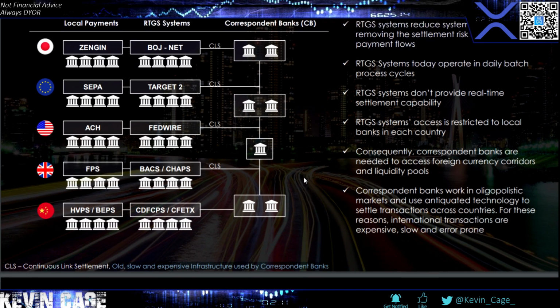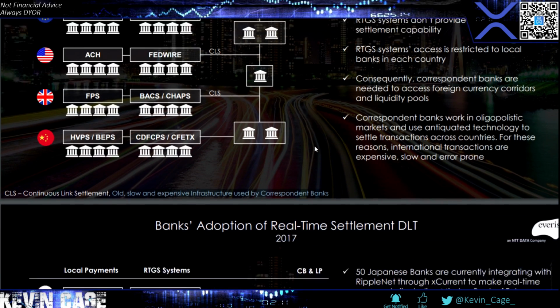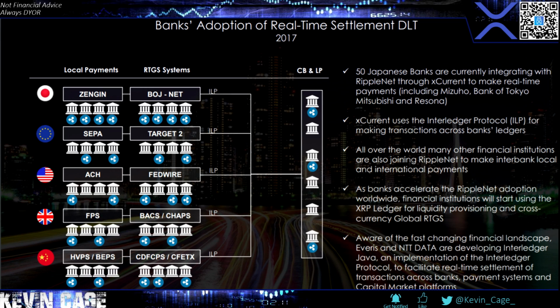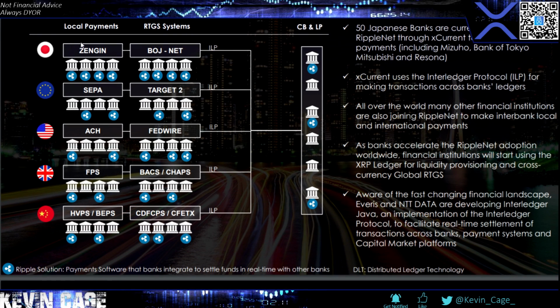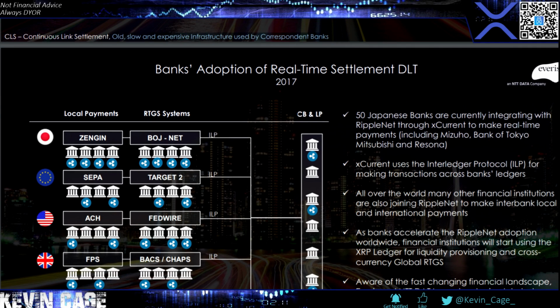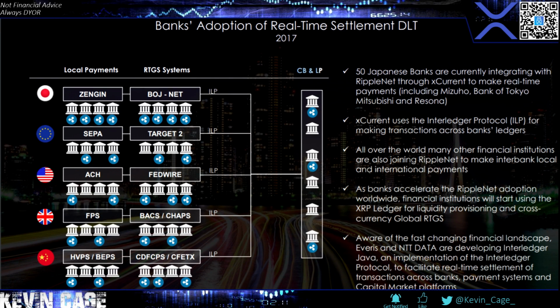Swift does not have the money. They use a correspondent banking partner to handle all of this. Now, where do they want to go? Starting from 2017, moving forward, we have the local payment rails, the RTGS systems, and now instead of CLS, we see the Interledger Protocol connecting them. All right. Now we can see the correspondent banks, or I believe potentially the central banks, or correspondent banking network, and literally just the Interledger Protocol, or liquidity providers, excuse me.